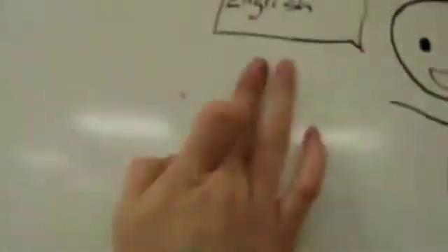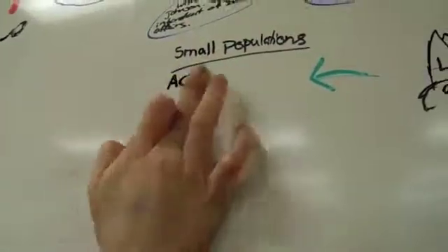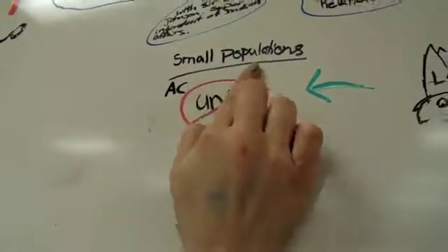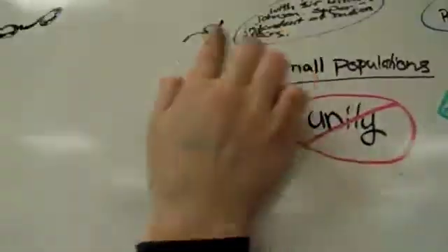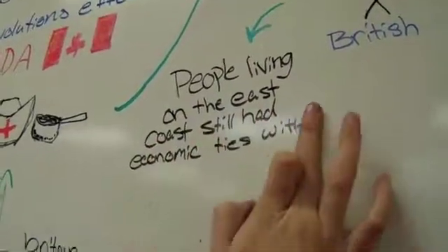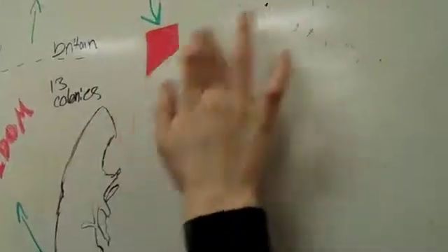Britain wanted more English-speaking colonies in Canada. The Loyalists were some of the first wave welcomed to the North. But there were smaller populations in the English colonies, and there was little unity between the French and the English. French people didn't like the British rule, and people living on the East Coast still had close economic ties with Britain. Unity was difficult, and the Dominion of Canada wasn't formed until 1867.